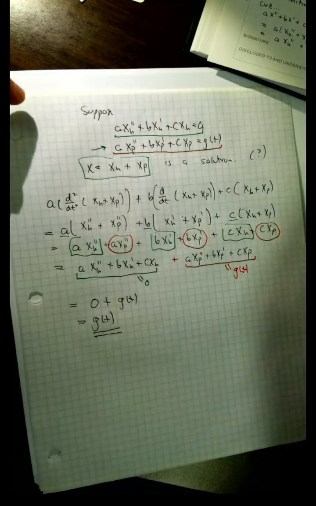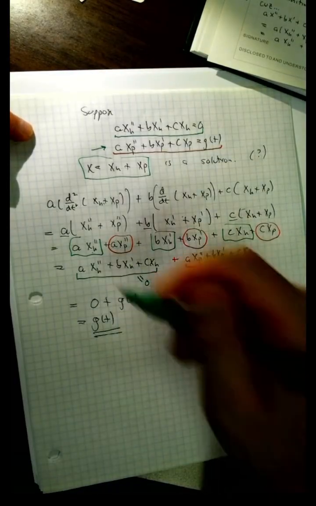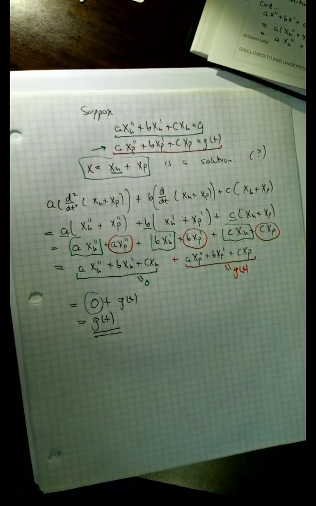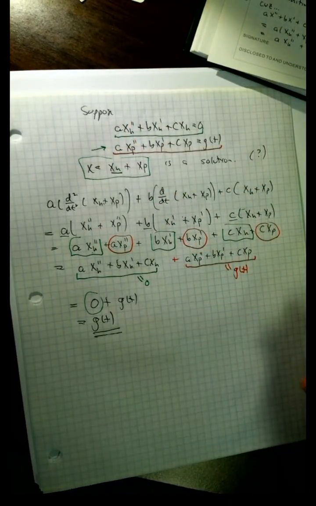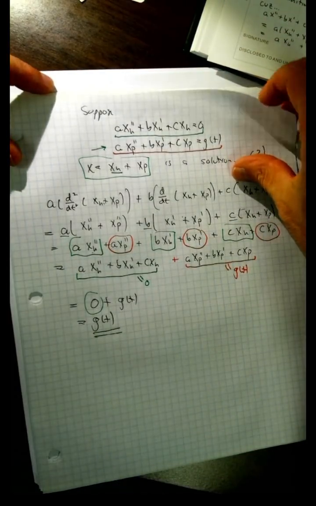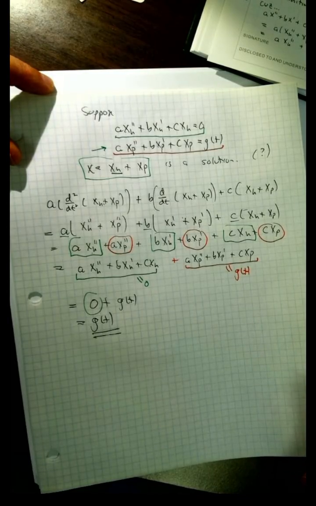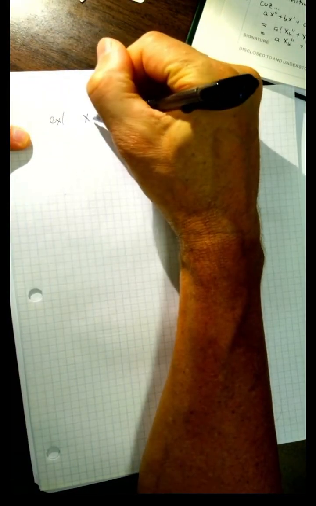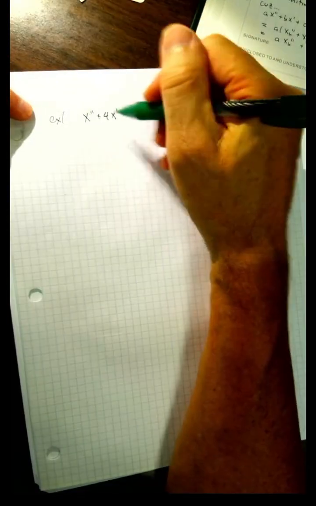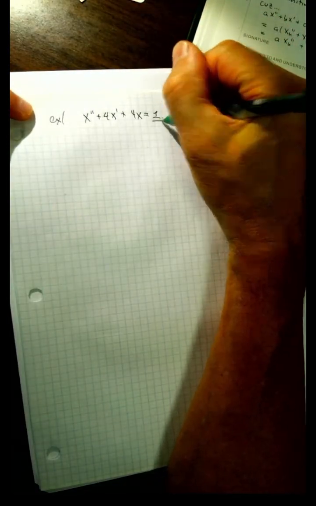Okay, so because of that going to 0, I need to include my homogeneous into the original equation. All right. So at this point, we're just going to do some examples and see how this plays out, because it's a little weird. All right, so for example, suppose you have x double prime plus 4x prime plus 4x equals 1. It's constant coefficient, it's linear, but it's non-homogeneous.